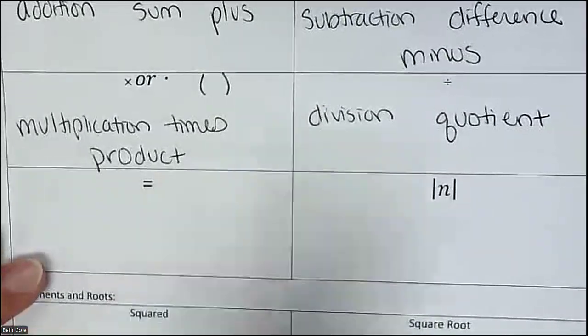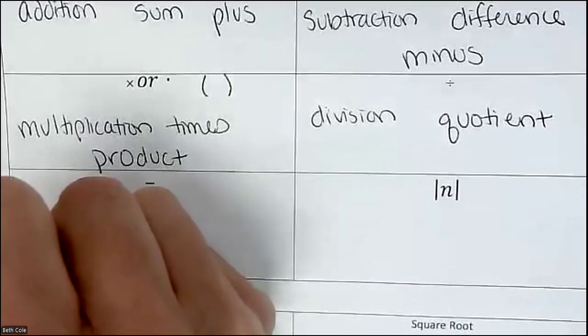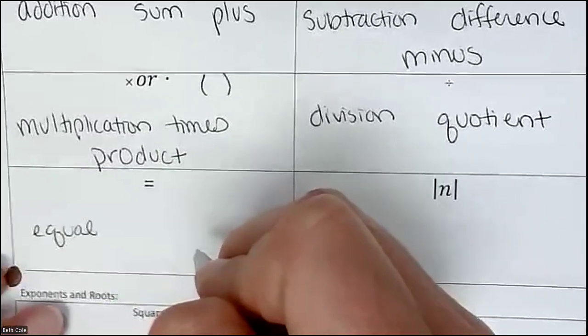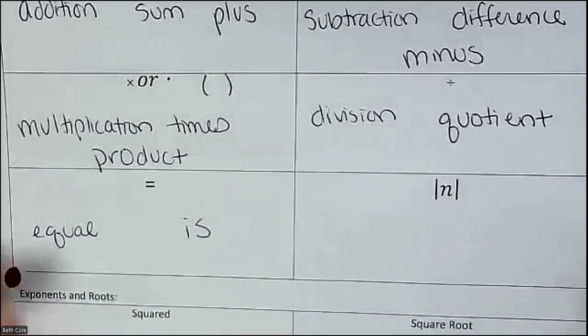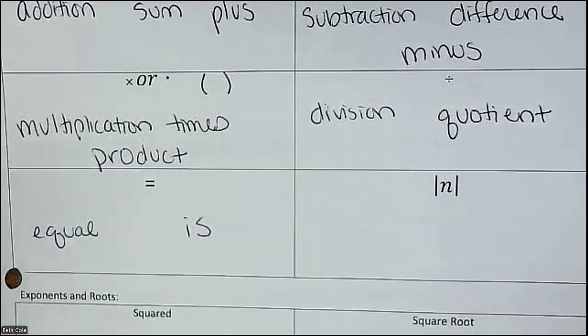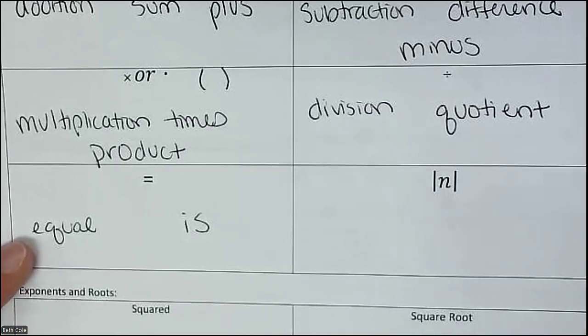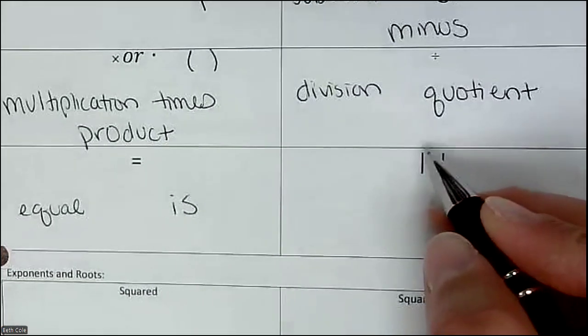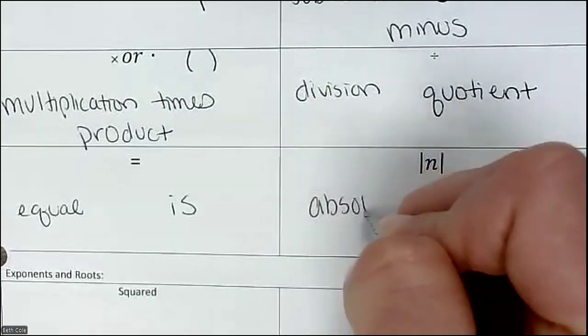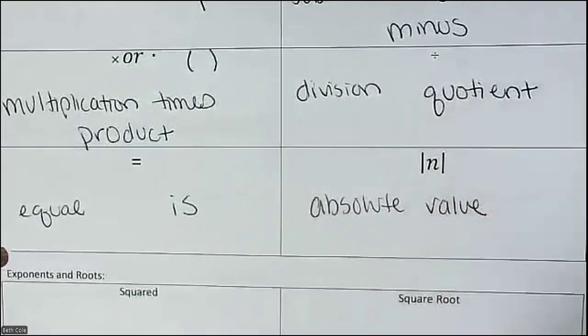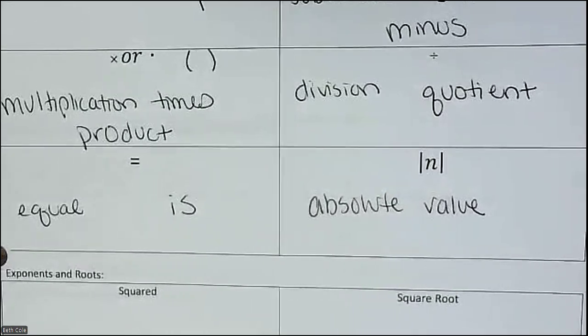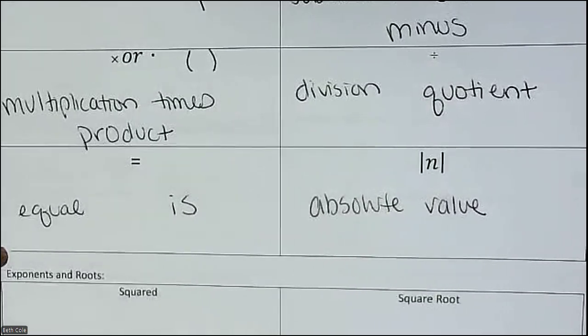All right, how about this thing? Equal, equivalent, or sometimes you'll just see is, such and such is this. Equal or equivalent, is, all right? And then we talked about these bars, that means absolute value, and it just turns a number positive is all that it does. It's a distance from zero, distances aren't negative, all right?